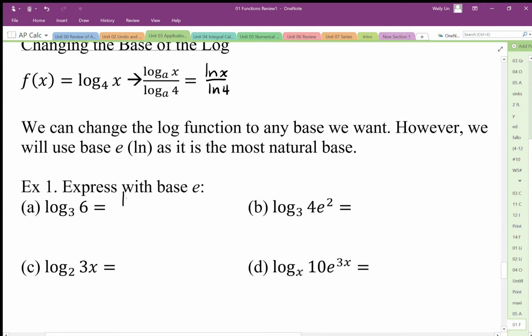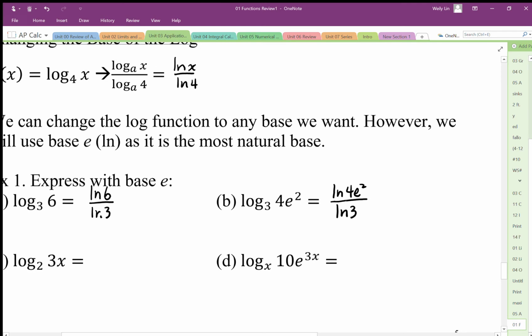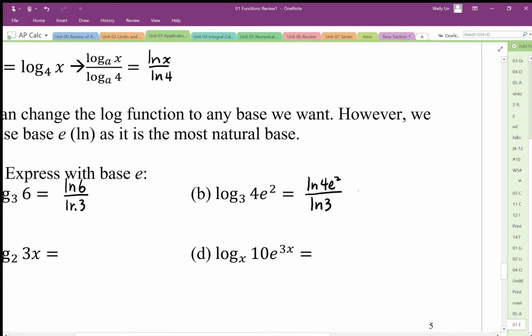But this becomes log 6 over log 3. Here we end up with just log 4e squared over log 3. Now, when we have the base and the argument match bases, we should probably evaluate this. So this should work out to be log 4 plus log of e squared, which is 2, and that's all over the natural log of 3.